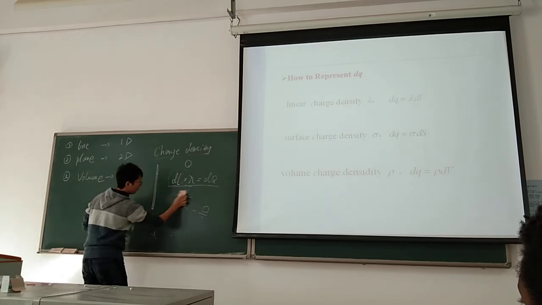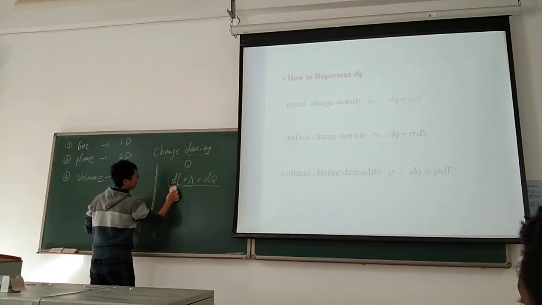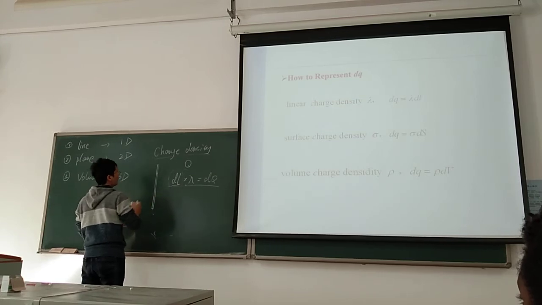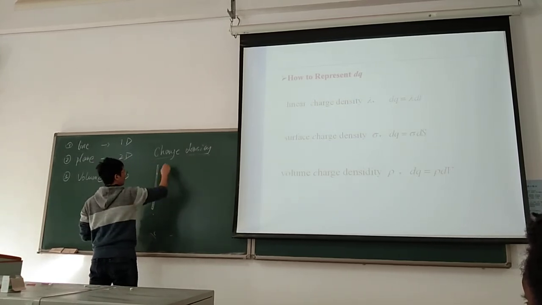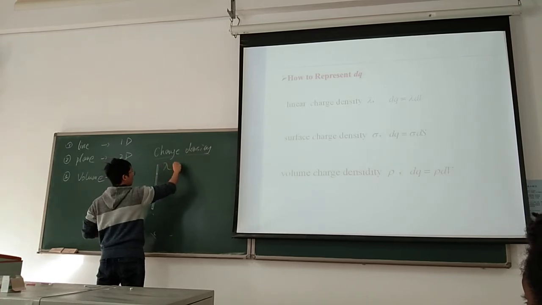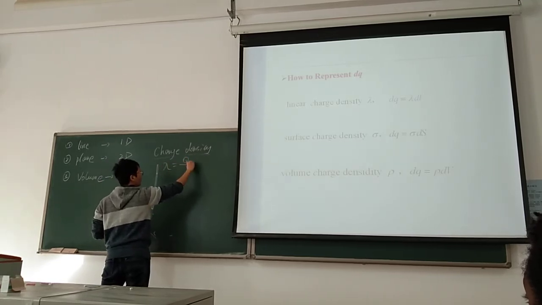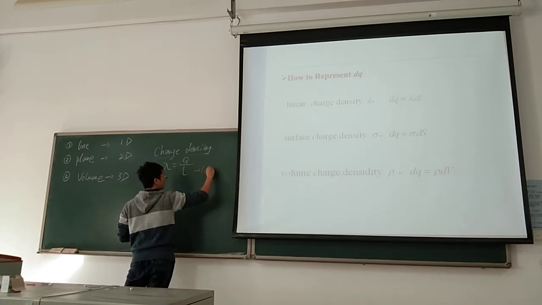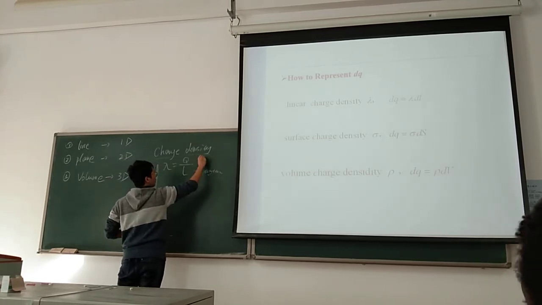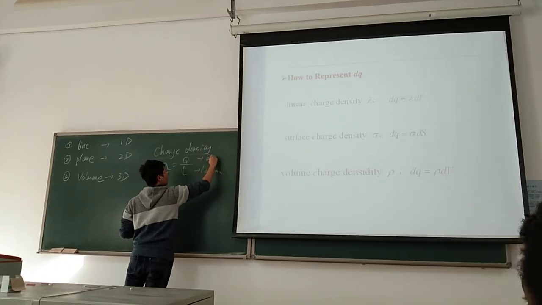So for a charge line, lambda equals Q over L. L is the length of it, and Q is the overall charge.